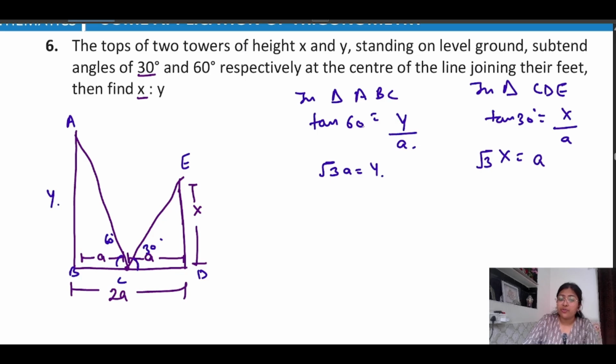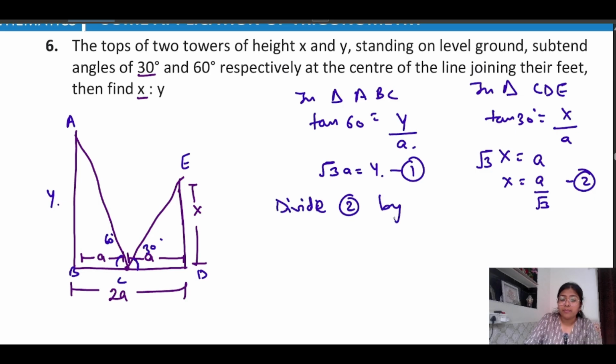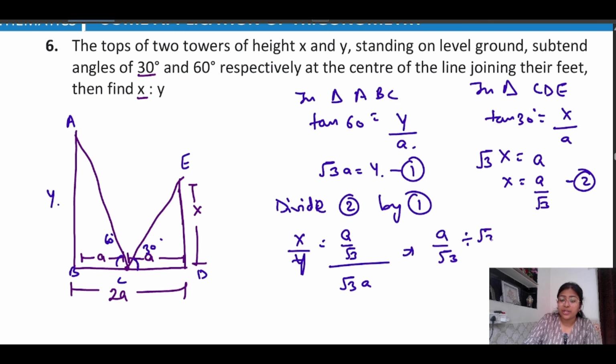We need to find out the ratio of x over y. So from this, we will get the value of x, that is a over root 3. From equations 1 and 2, we need to find the ratio. So divide second by first. So x over y is equal to a over root 3, whole over root 3a. This can be written as a over root 3 divided by root 3a. When you remove the divide sign, it becomes multiply and you need to reciprocate it. So the a cancels, and the ratio is 1:3. Okay, now let's try another question.